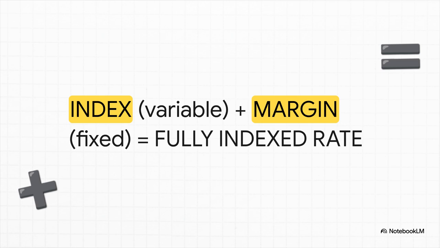It's simply the index plus the margin, and that equals the fully indexed rate. Now think about this from a test question perspective. If the margin is fixed, what is the only thing that can change the borrower's interest rate? You got it, a change in the index.